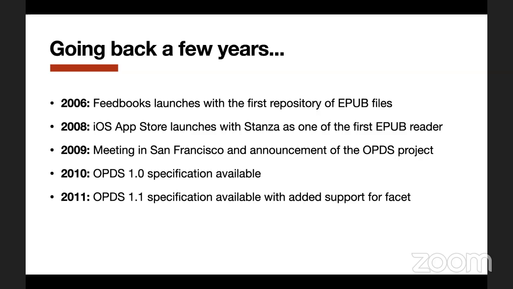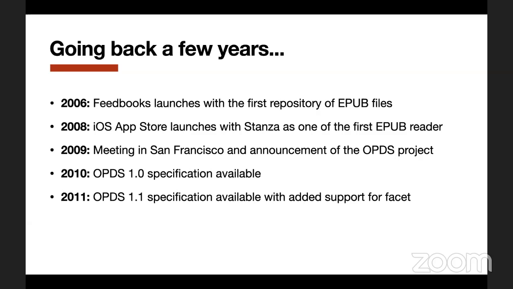It took a little less than a year from there to release a first publication, first specification, OPDS 1.0. And then a year after that, we improved that specification to provide more advanced way of browsing through a catalog, sorting, filtering a catalog with OPDS 1.1.